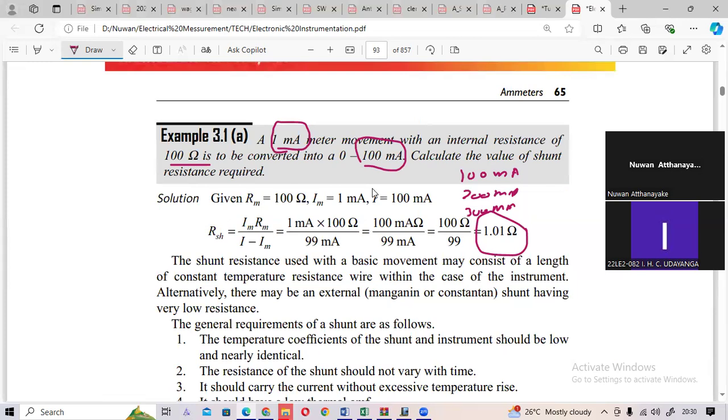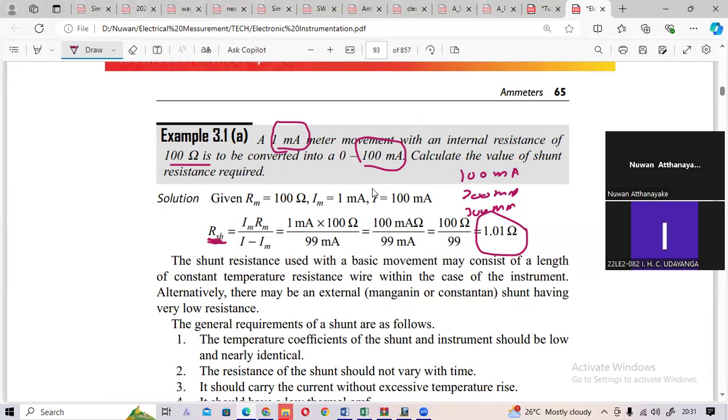What you have to do? For 100 milliampere, here it is 99. That is 1 milliampere. 100 minus 1, 99. So you can calculate the RSH value. Then 200 minus 1, 199. You can calculate another RSH value. Then 300 minus 1, 299. You can calculate another shunt resistance.